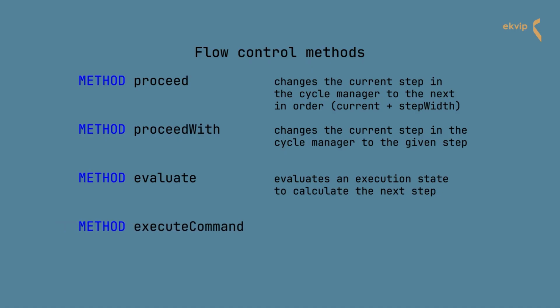There is also the execute command method. This method expects an iCommand as input, meaning a class that implements iCommand. When execute command returns success, the step chain advances by 1 step. Since we will take a closer look at our cycle manager in another video, we will stop here for now and move on to the step chain itself.